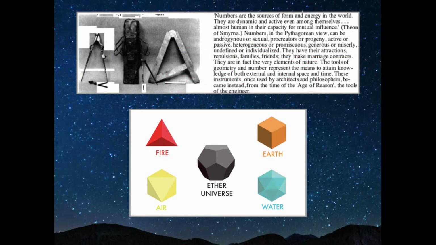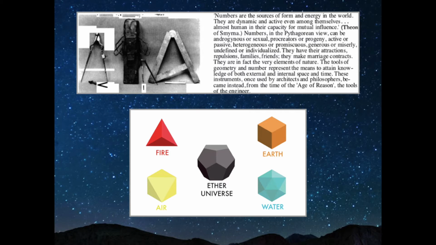Numbers are the sources of form and energy in the world. They are dynamic and active, even among themselves, almost human in their capacity for mutual influence. Theon of Smyrna: Numbers in the Pythagorean view can be androgynous or sexual, procreators or progeny, active or passive, heterogeneous or promiscuous, generous or miserly, undefined or individualized. They have their attractions, repulsions, families, friends. They make marriage contracts. They are, in fact, the very elements of nature.